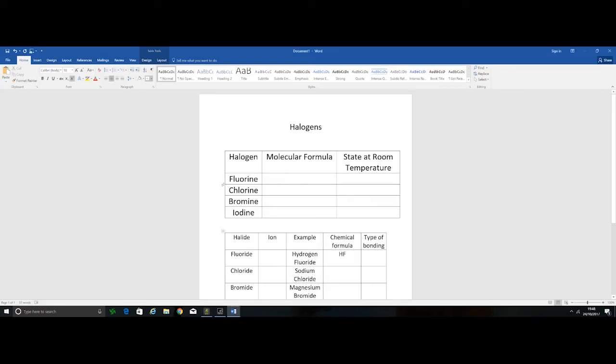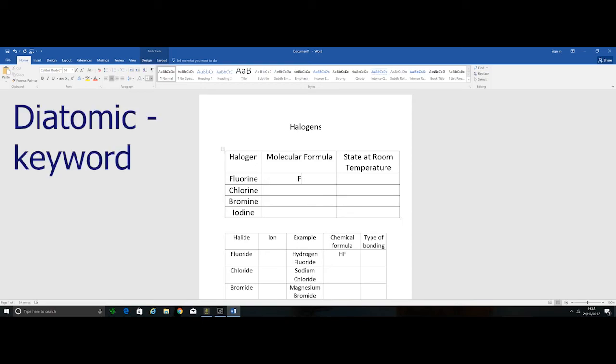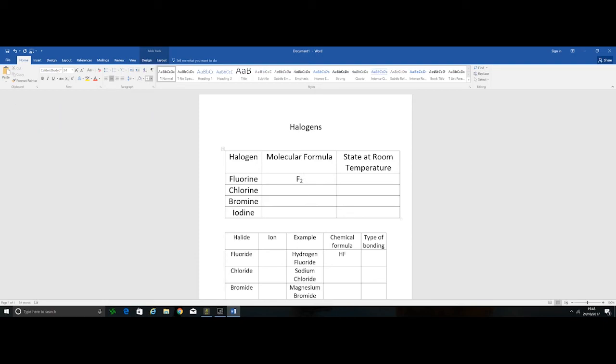So here I've made a table that's already ready made, and like I've said, we call group 7 elements halogens, and we're just going to talk a little bit about their molecular makeup, so the molecular formula. All of the group 7 elements exist diatomically. What that means is that there are two of itself joined together. So for example, fluorine does not exist as just F. It's diatomic, so there are two fluorines joined together. So it actually exists as F2.